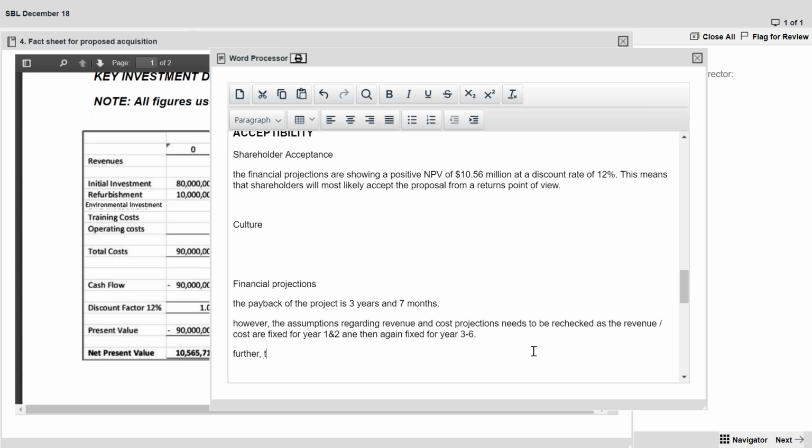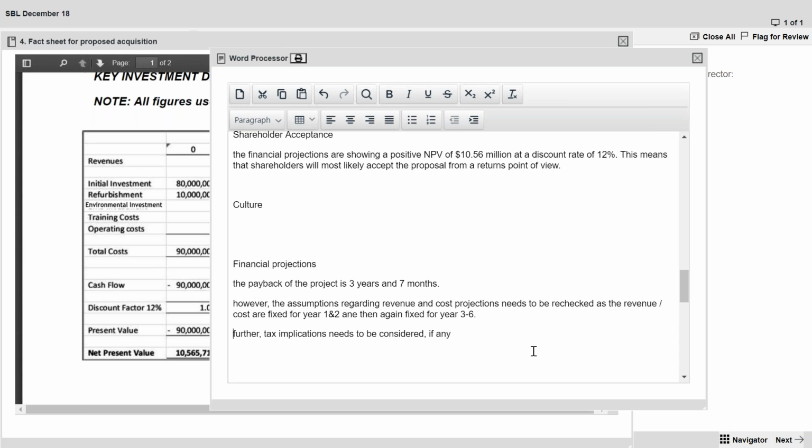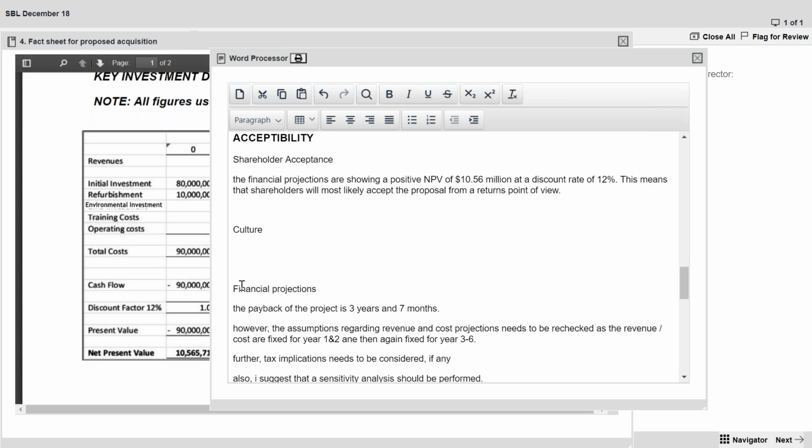Further, tax implications need to be considered, if any. Also, I suggest that a sensitivity analysis should be performed. Khalas. See, so half my answer is already done.